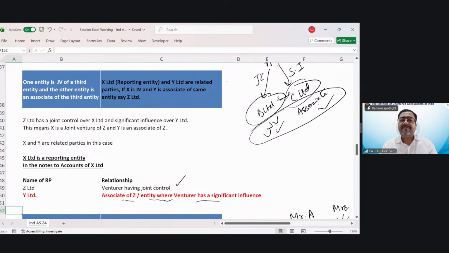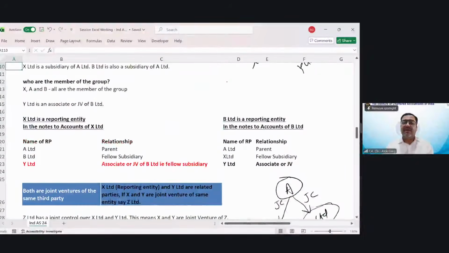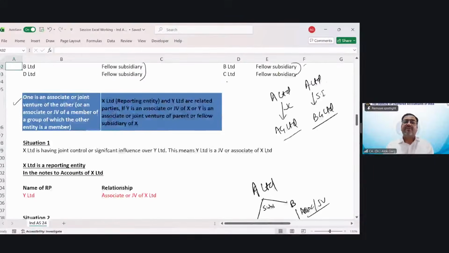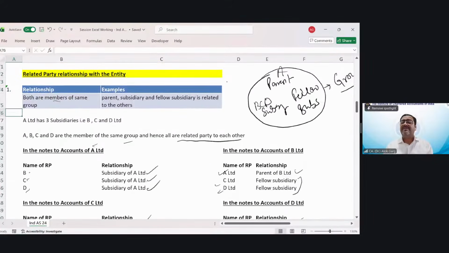Clear? Yes. Okay. So friends, from the entity perspective, how many relationships have we covered? Again, revision of revision. From the entity perspective, 4 relationships we have covered. The first relationship: if the entities are members of the same group, then all the entities are related parties to each other. For example, parent, subsidiary, fellow subsidiary.